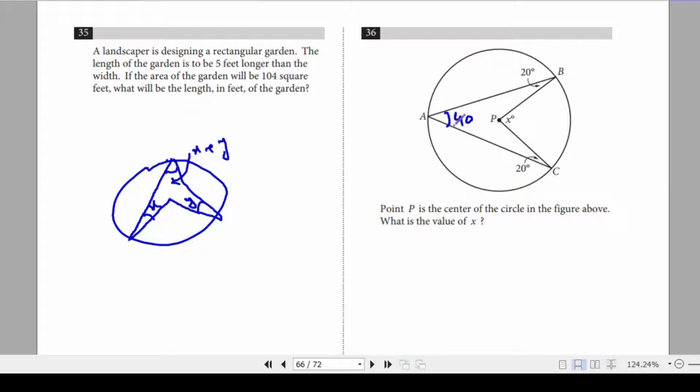Now you already know this rule that the angle at the center is twice the angle at the circumference. So this angle is twice this 40, that is 80. The answer is 80, right?